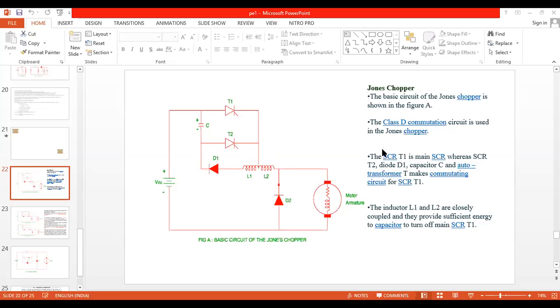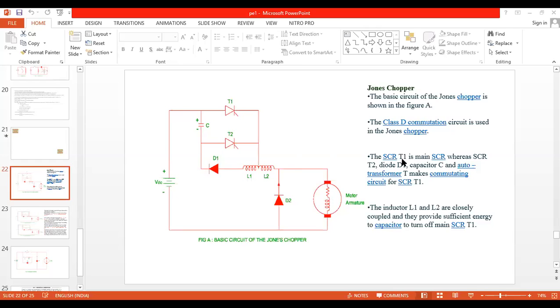So you can see, we'll discuss class D commutation. Already we have discussed class A, class B, class C commutation in the first unit. Class A is load commutation, class B is self commutation, class C is resonance commutation. In the examination they can also ask you to explain class D commutation; for the same circuit you are going to explain. Circuit diagram we have to draw.